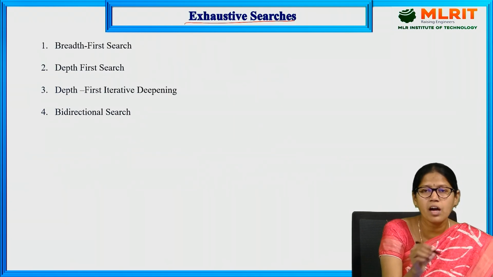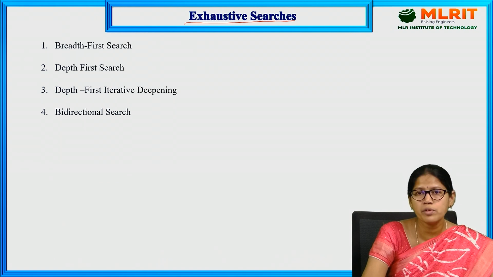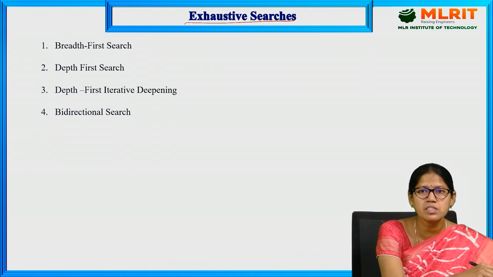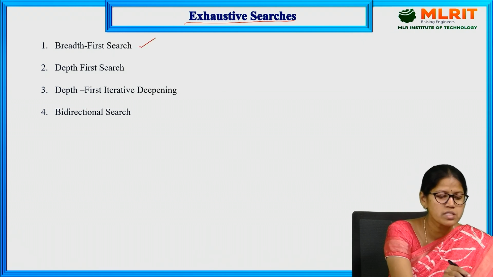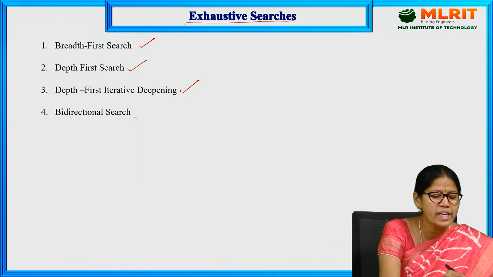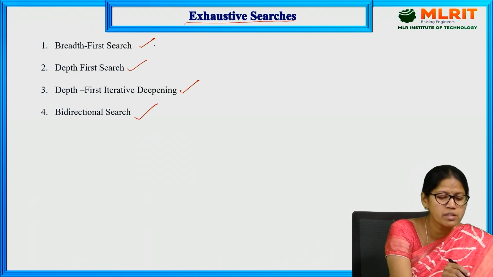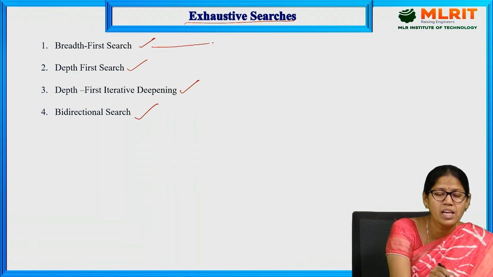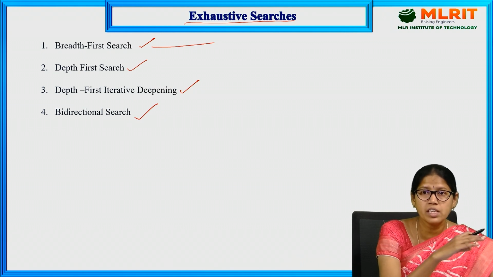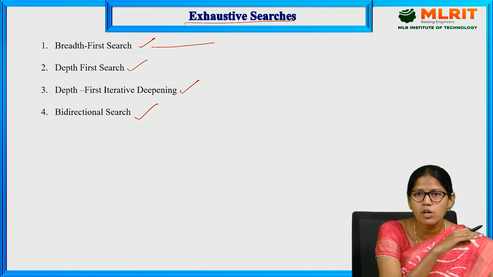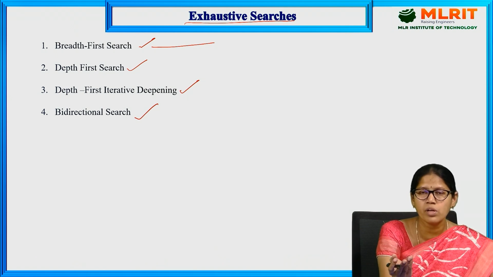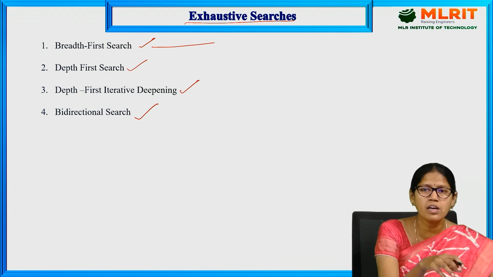Exhaustive searches, also called uninformed searches or blind searches. These searches are used to traverse the graph or tree: breadth first search, depth first search, depth first iterative deepening, bidirectional search. In breadth first search, we'll go level by level. First we'll start with the start node, later we'll go to depth 1, then it will complete all the levels of those branches. In such a way it will traverse the graph or tree.